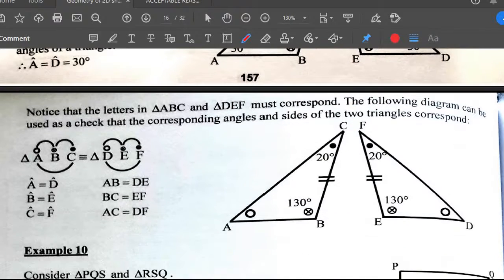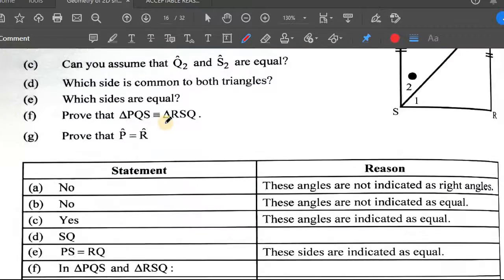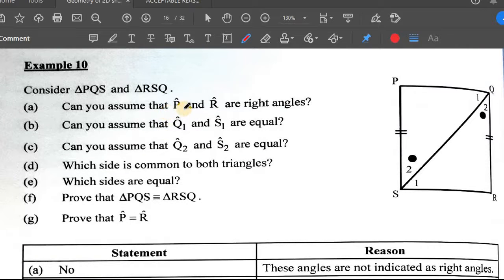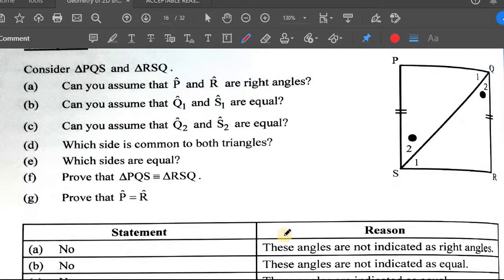So let's go further. Okay, let's look at example 10. We're looking at page 158. So example 10. Can you assume that angle P and angle R are right angles? There's angle P, there's angle R. Can you assume that these are right angles? No. Why? Yes, it looks like it's 90 degrees, but you can't just assume that it is 90 degrees, because they must give it to you that this is 90 degrees, then we can work with that. So obviously there's your answer there. These angles are not indicated as right angles.